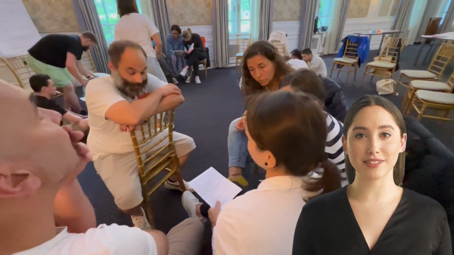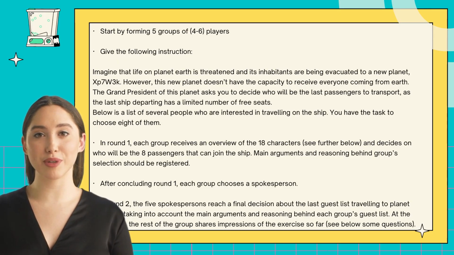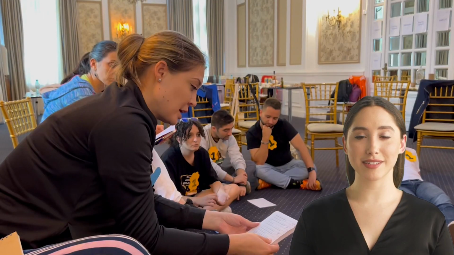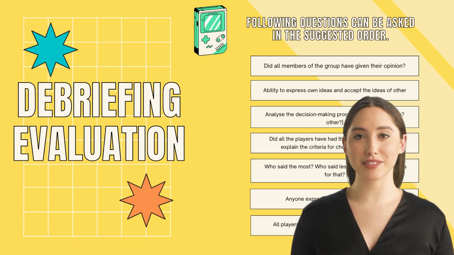In round 1, each group receives an overview of the 18 characters and decides on who will be the 8 passengers that can join the ship. Main arguments and reasoning behind group selection should be registered. After concluding round 1, each group chooses a spokesperson. In round 2, the 5 spokespersons reach a final decision about the last guest list traveling to planet XP7W3K, taking into account the main arguments and reasoning behind each group's guest list. At the same time, the rest of the group shares impressions of the exercise so far. Start the debriefing.